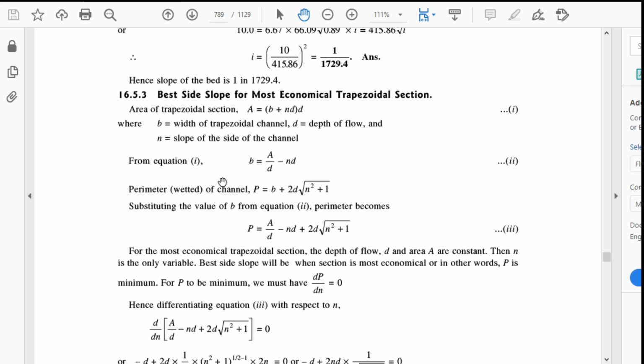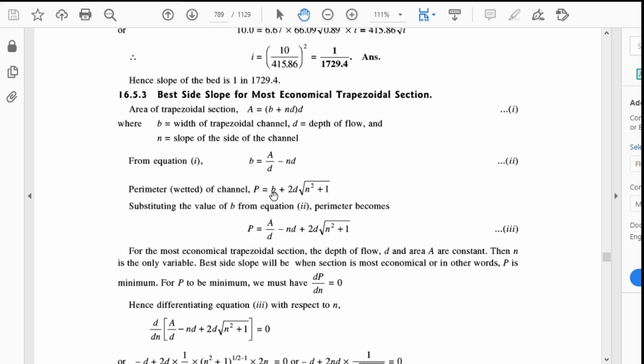Two sloping sides we have to consider, and one bed width we have to consider for the wetted perimeter. b is your bed width, and d square root of n square plus 1 is the length of one sloping side. So multiply this by 2, we'll get two sloping sides. So this is your perimeter, wetted perimeter for that channel.